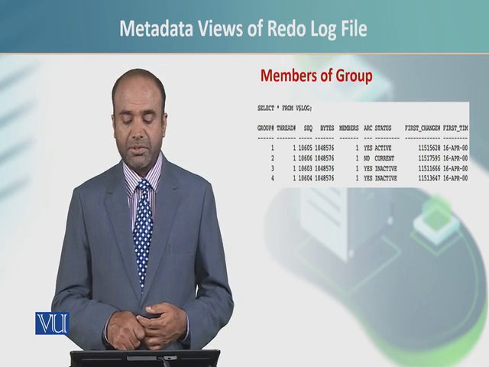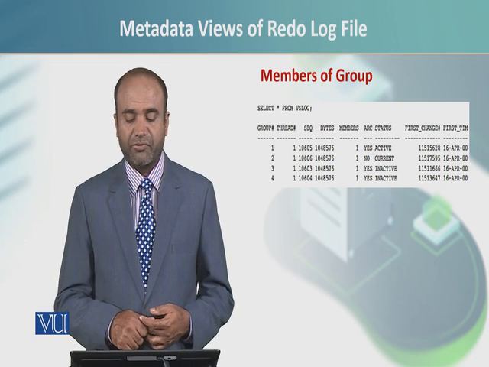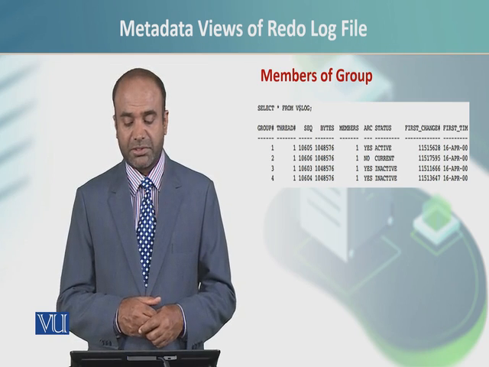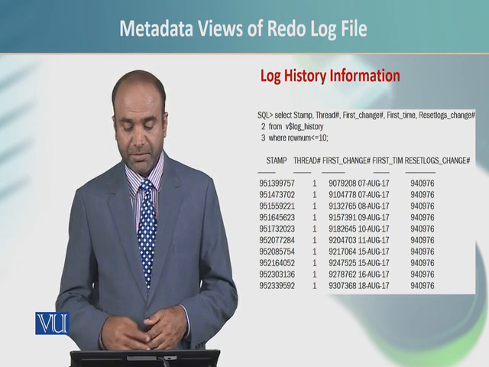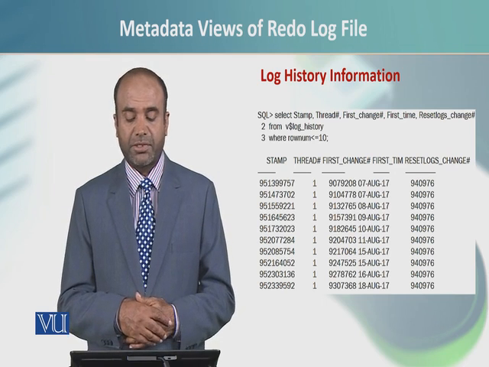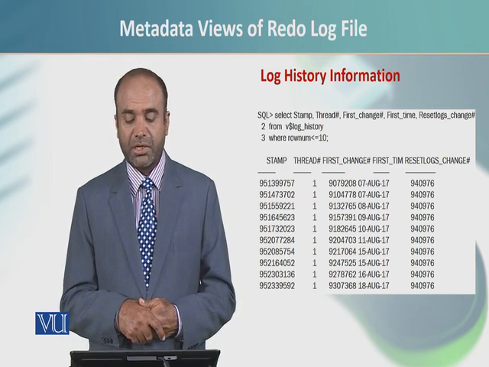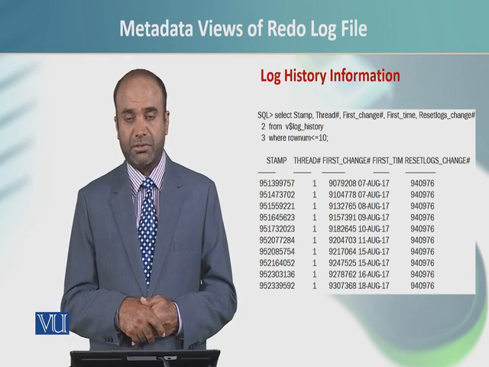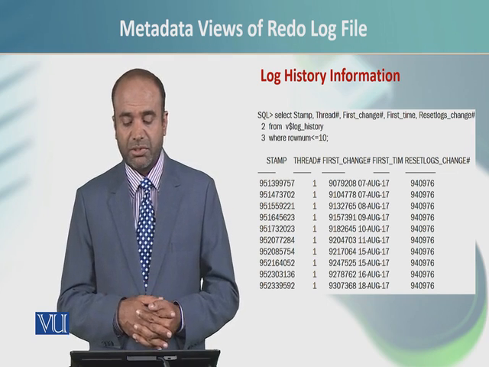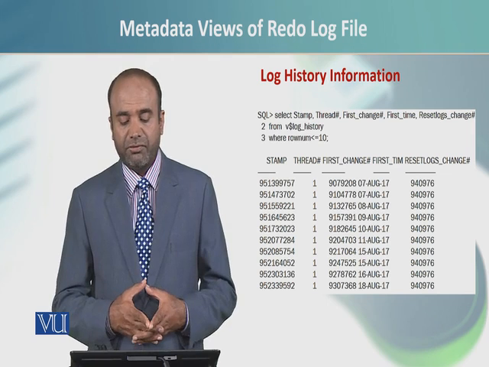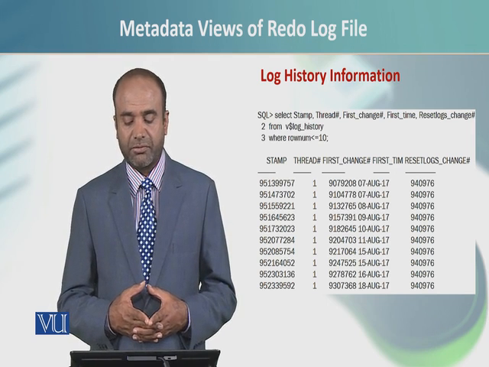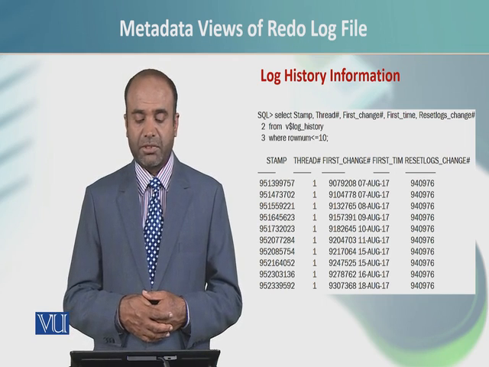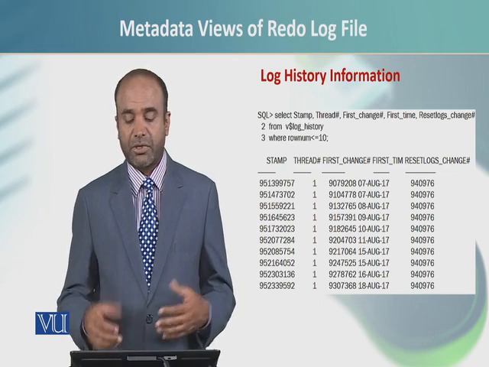Similarly, we can say select asterisk from v$logfile. So the members of the groups will be shown, and in this case we can see what information is available. Select stamp, thread number, first change number, and other columns from v$log_history where row number is less than or equal to 10. The reason is that it is a very long history. Initially we want to see only a few of them, or we can look for the current one, or search with the help of date and time. Otherwise, it is very long data.